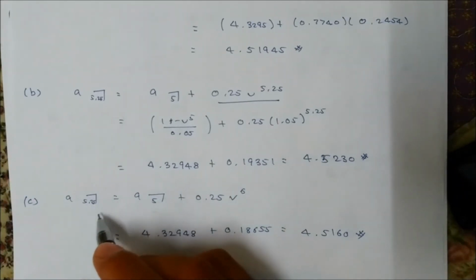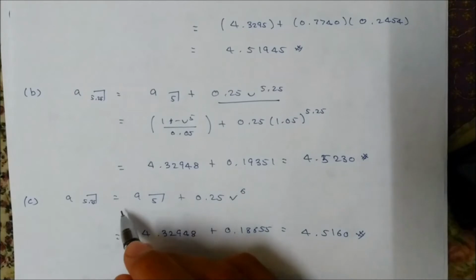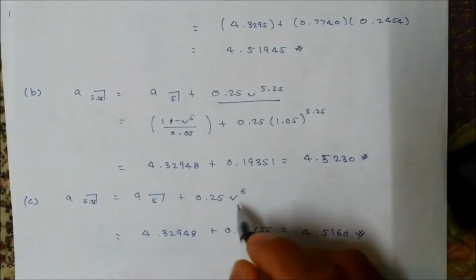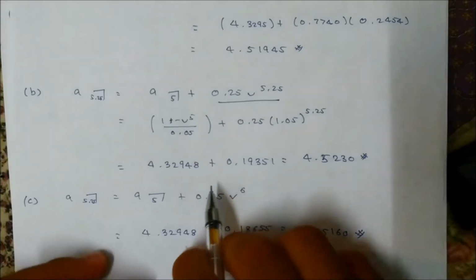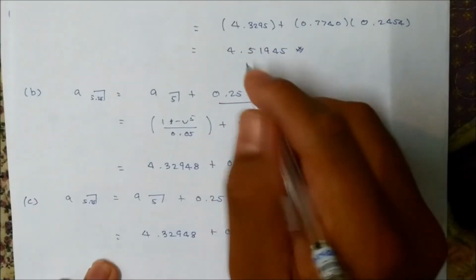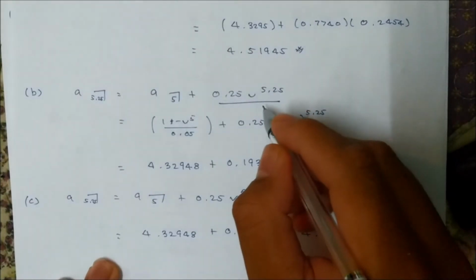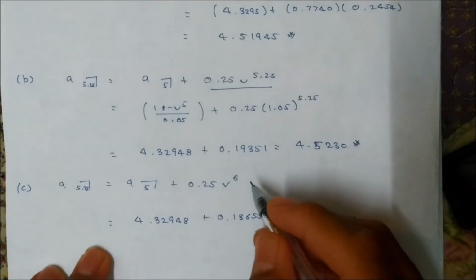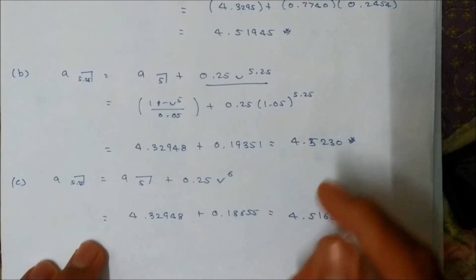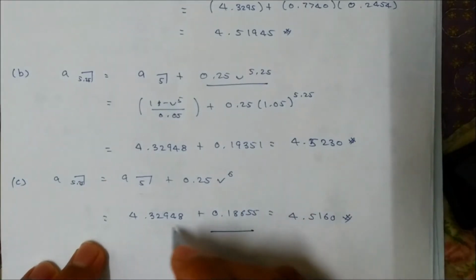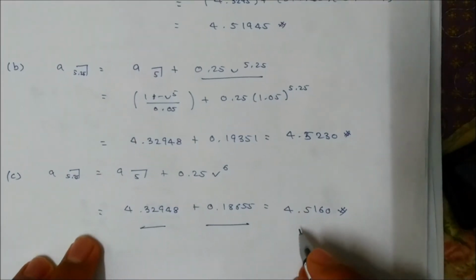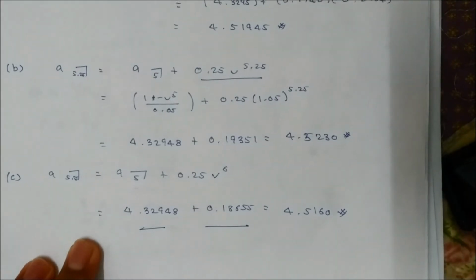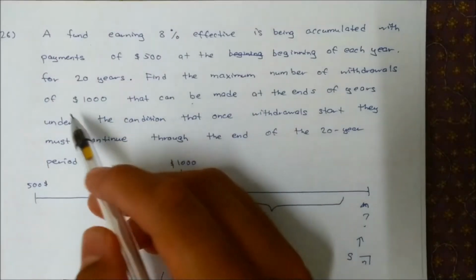For C later on, a angle 5.25 equals a angle 5 plus 0.25 times v to the power of 6. Since we just need to adjust the value of time from question B here, the calculation is going to be the same, but with different values, and we will get the answer 4.5160. So let's proceed to the next question.